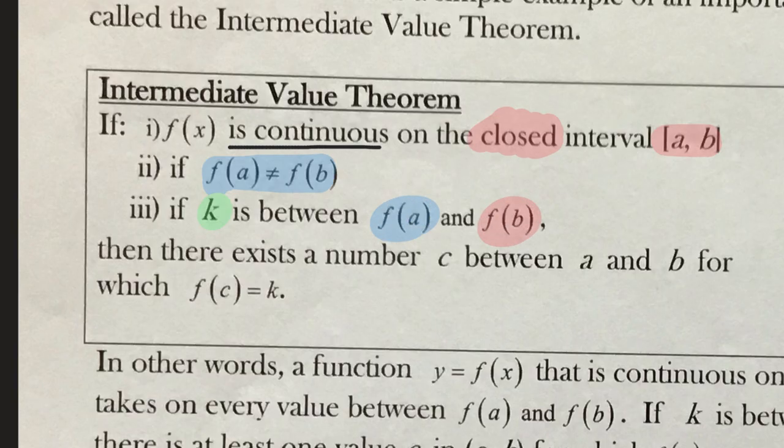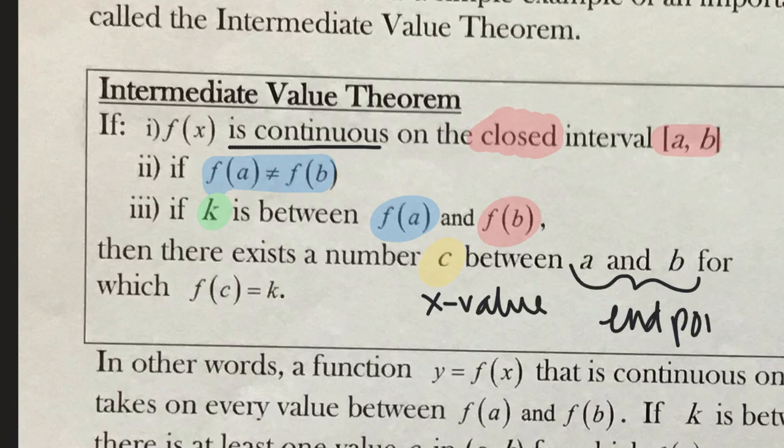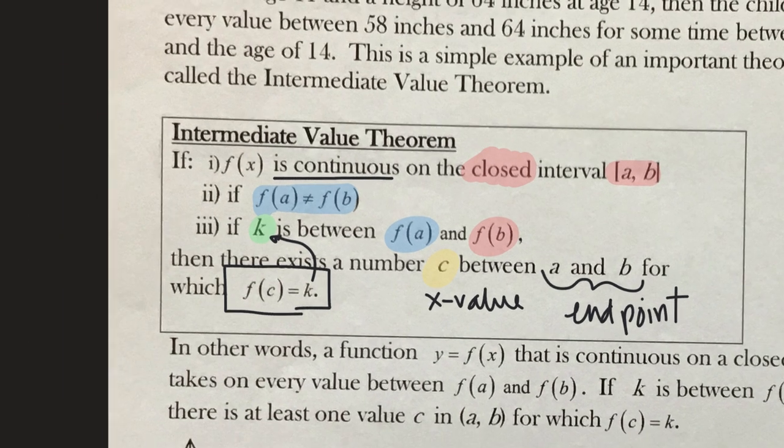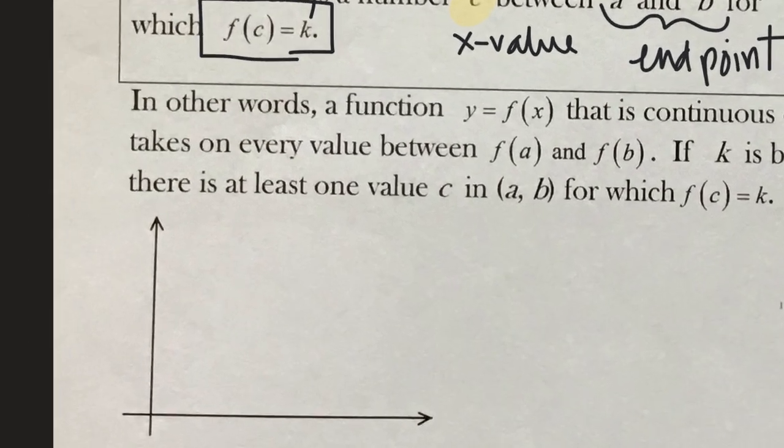So if those three things are true, then there's some other value c. This is an x value, between your endpoints, these are the endpoints of your function, for which there is a y value. In other words, the y value is in between there. Yes, that's some very mathy things, but let's talk about what that means in pictures, because usually pictures are much easier to understand than words.